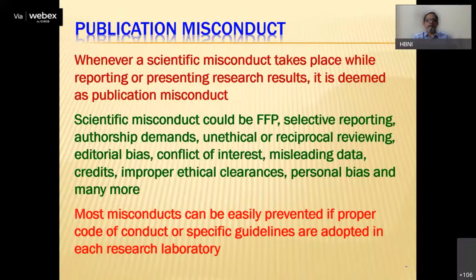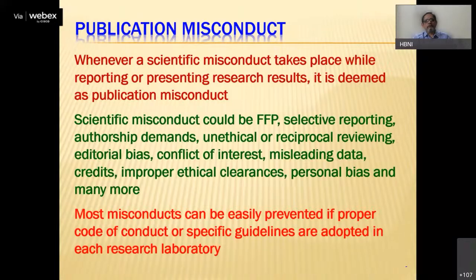Then editorial bias, conflict of interest, misleading data or data misinterpretation, which I talked about, and credits in a publication, etc. Then improper ethical clearances, which I had briefly talked about in one of the previous lectures. Then personal bias and several more.